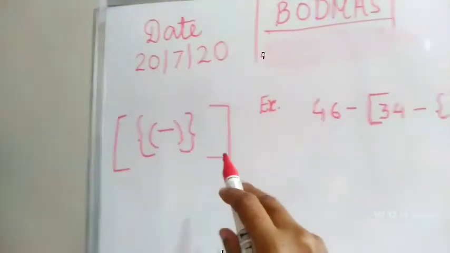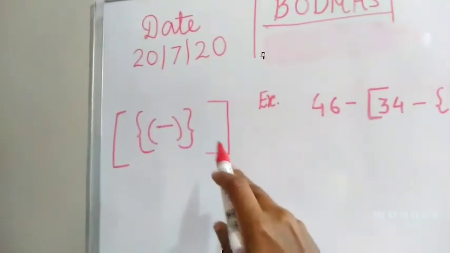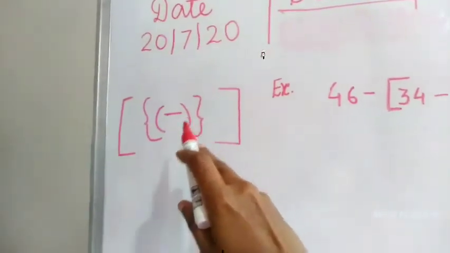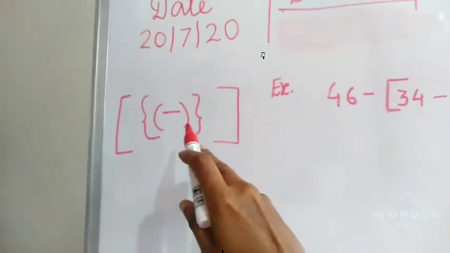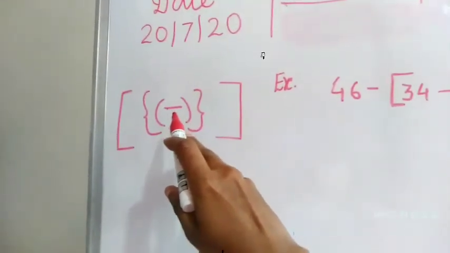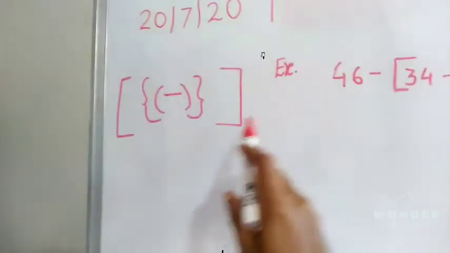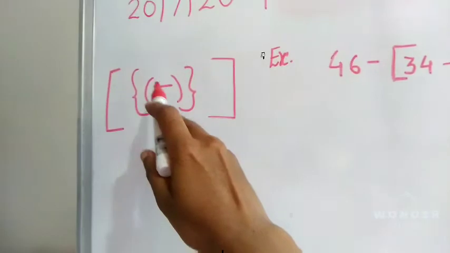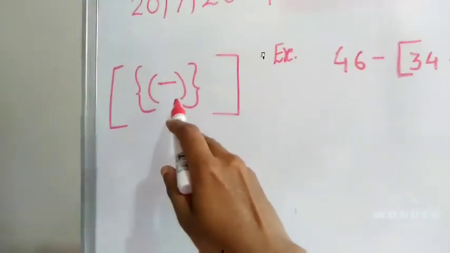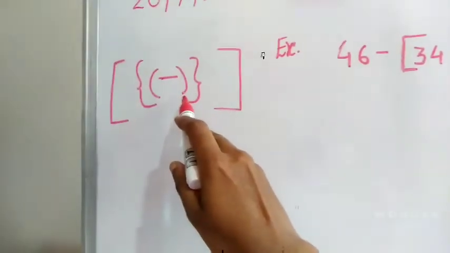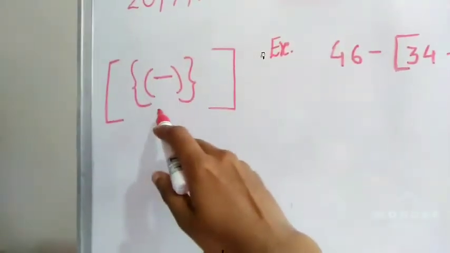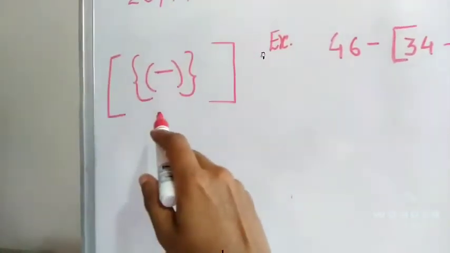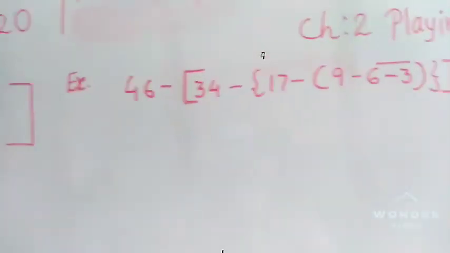The outermost bracket is the square bracket. Inside it you can see the curly bracket. Inside the curly bracket you can see the round bracket, and inside the round bracket you can see a bar bracket. So when you look at the brackets, you have to solve first the bar bracket, then we will go for the numbers within the round bracket, then the numbers within the curly bracket, and lastly we will solve the numbers within the square bracket. Now we will see through an example.